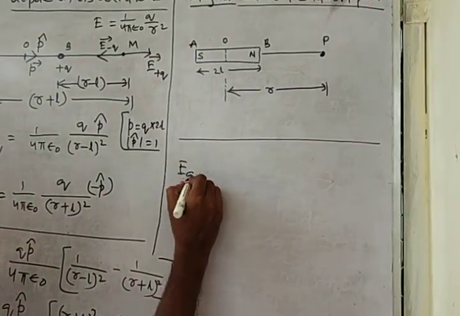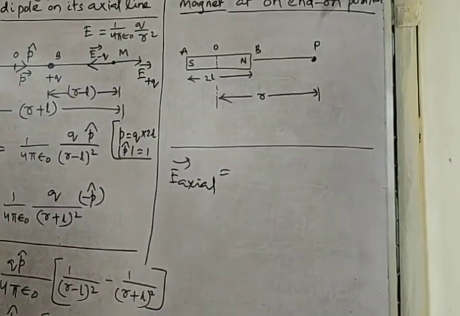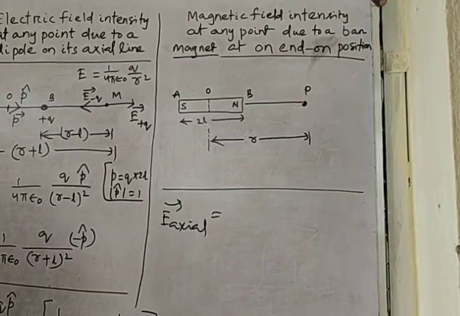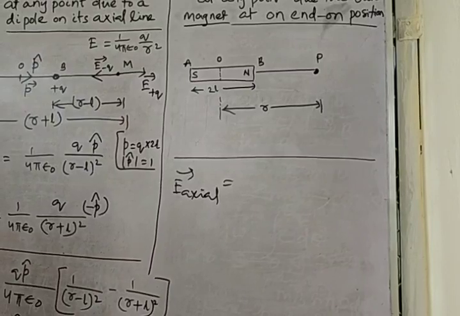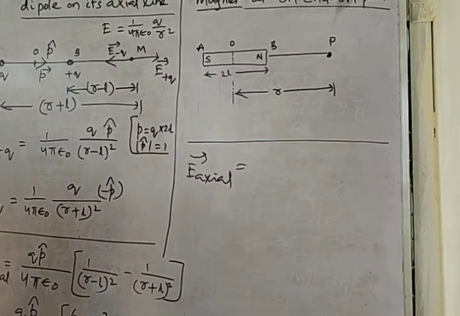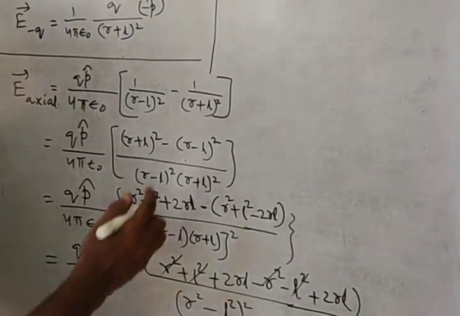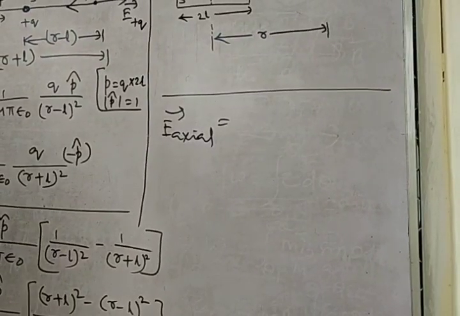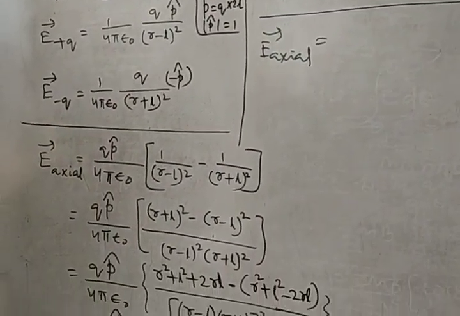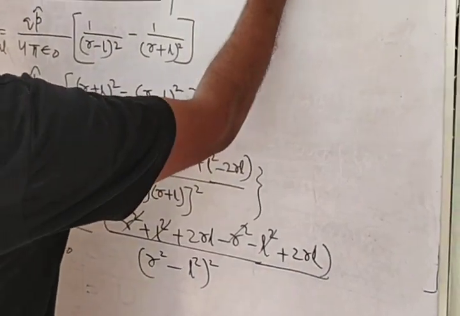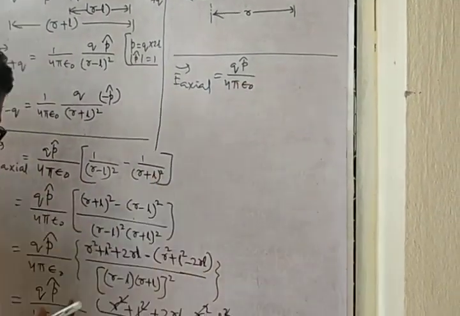So my E axial, it is really important to understand how I am using this. Some students always ask, what are the chapters from 11th standard we should learn to understand electrostatics? Only 2 chapters, vector and gravitation. Look, I am using vector here, and also some technique of gravitation. So here I got E axial equal to q p cap by 4 pi epsilon 0.